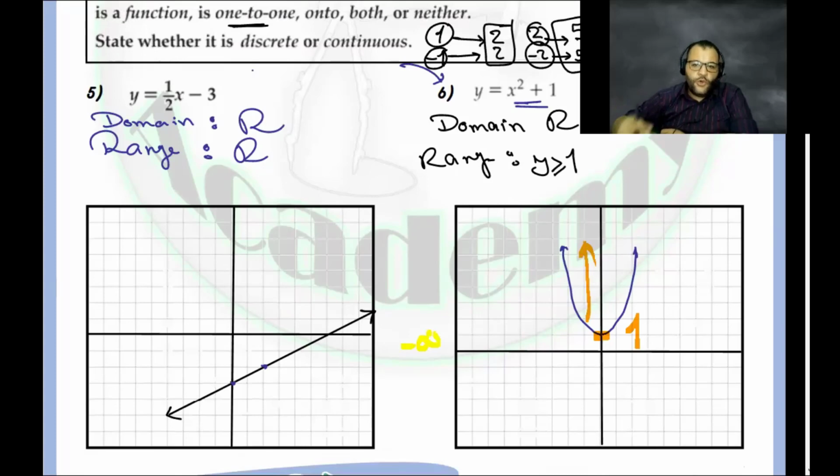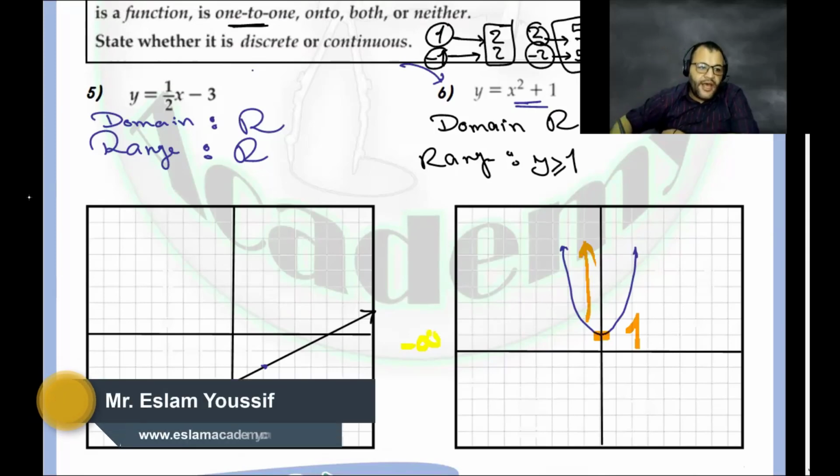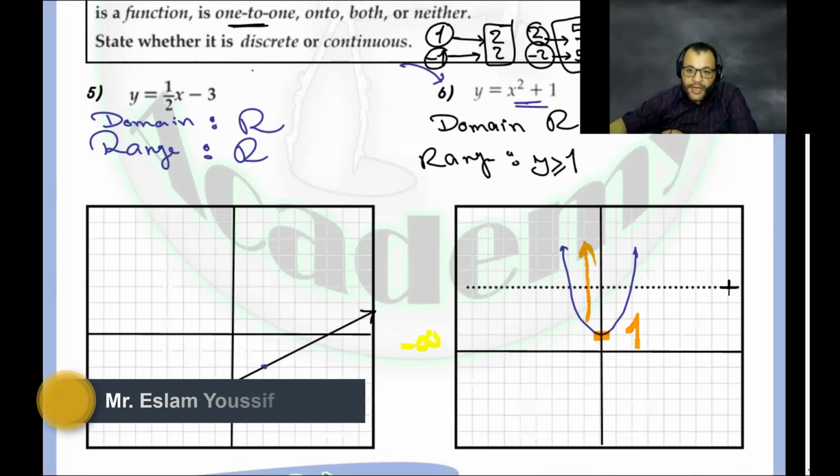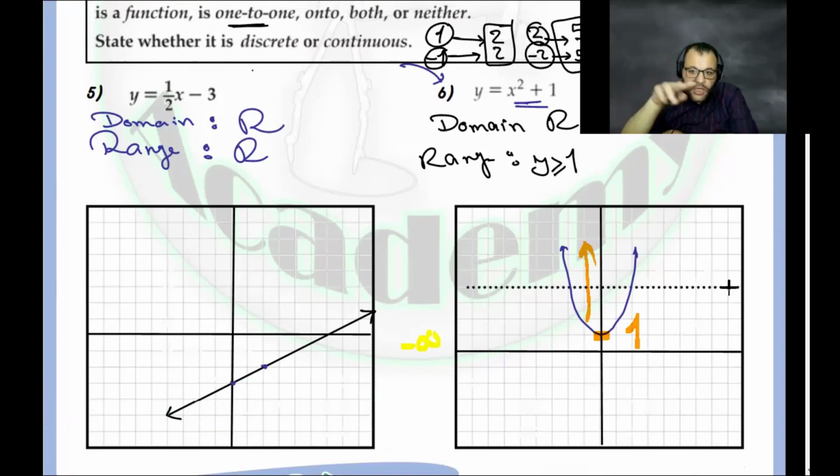And there's an easy way. If you can draw, you know how we can check if the relation is a function or not: by using the vertical line test. Now we have a horizontal line test. If you can draw any horizontal line that intersects the graph at 2 points on the same horizontal line, this relation is not 1 to 1.